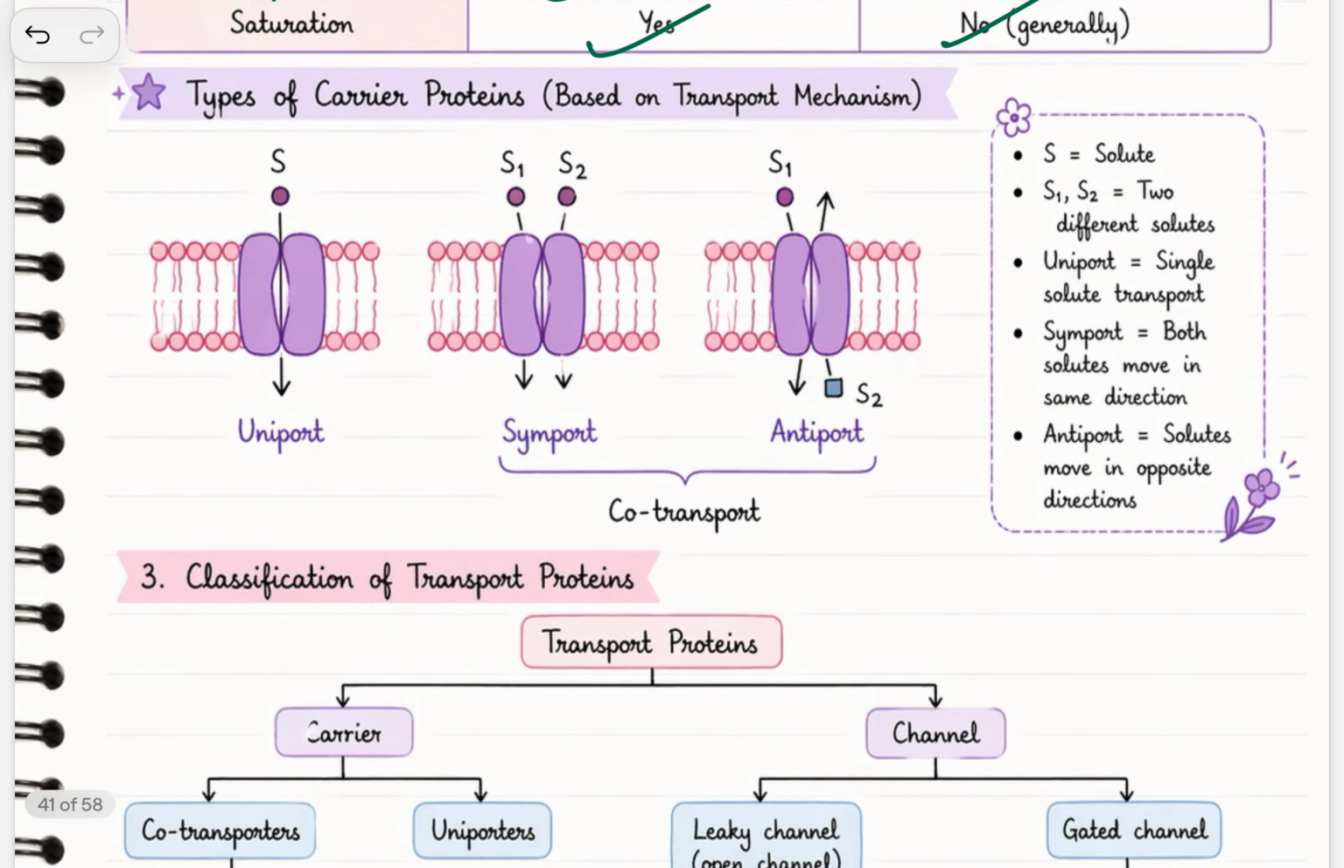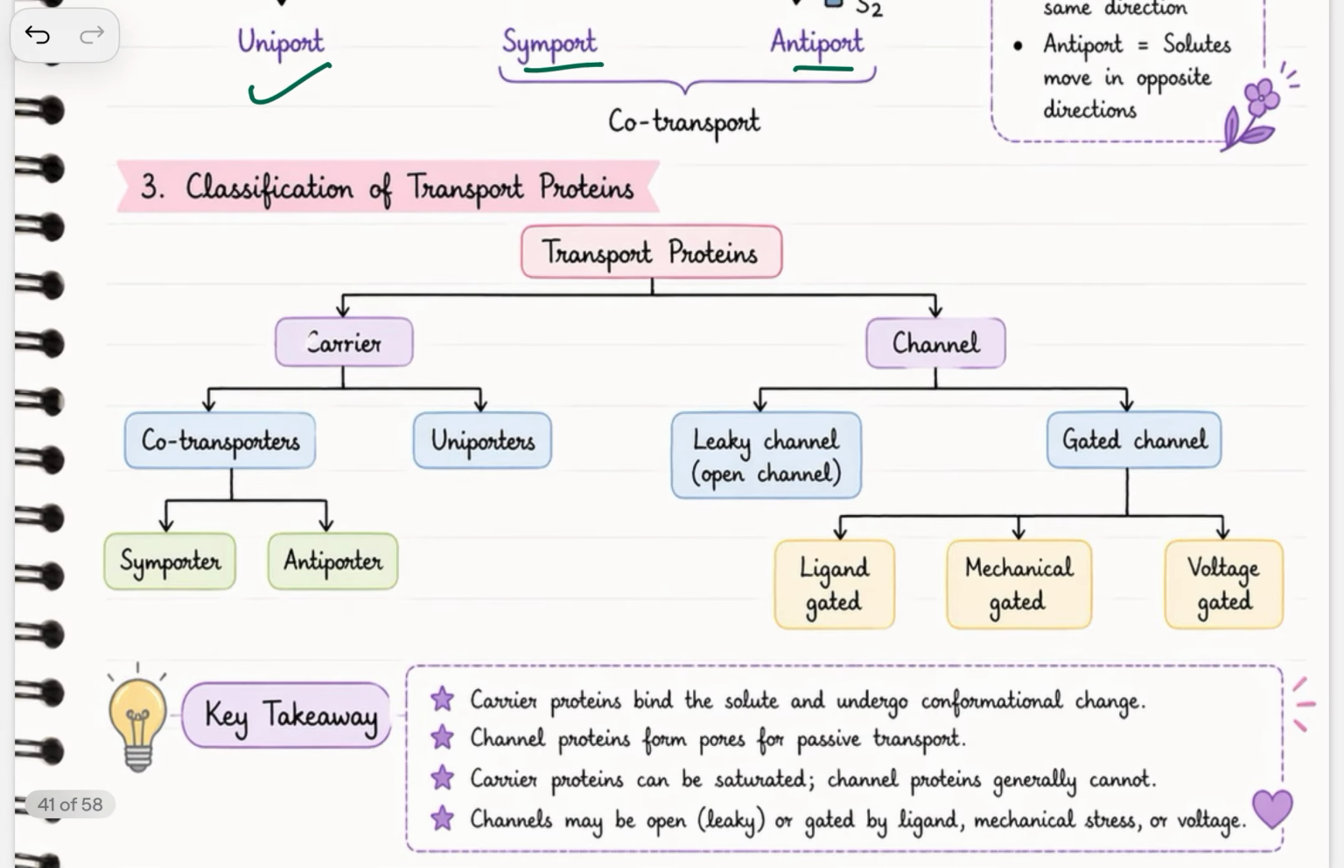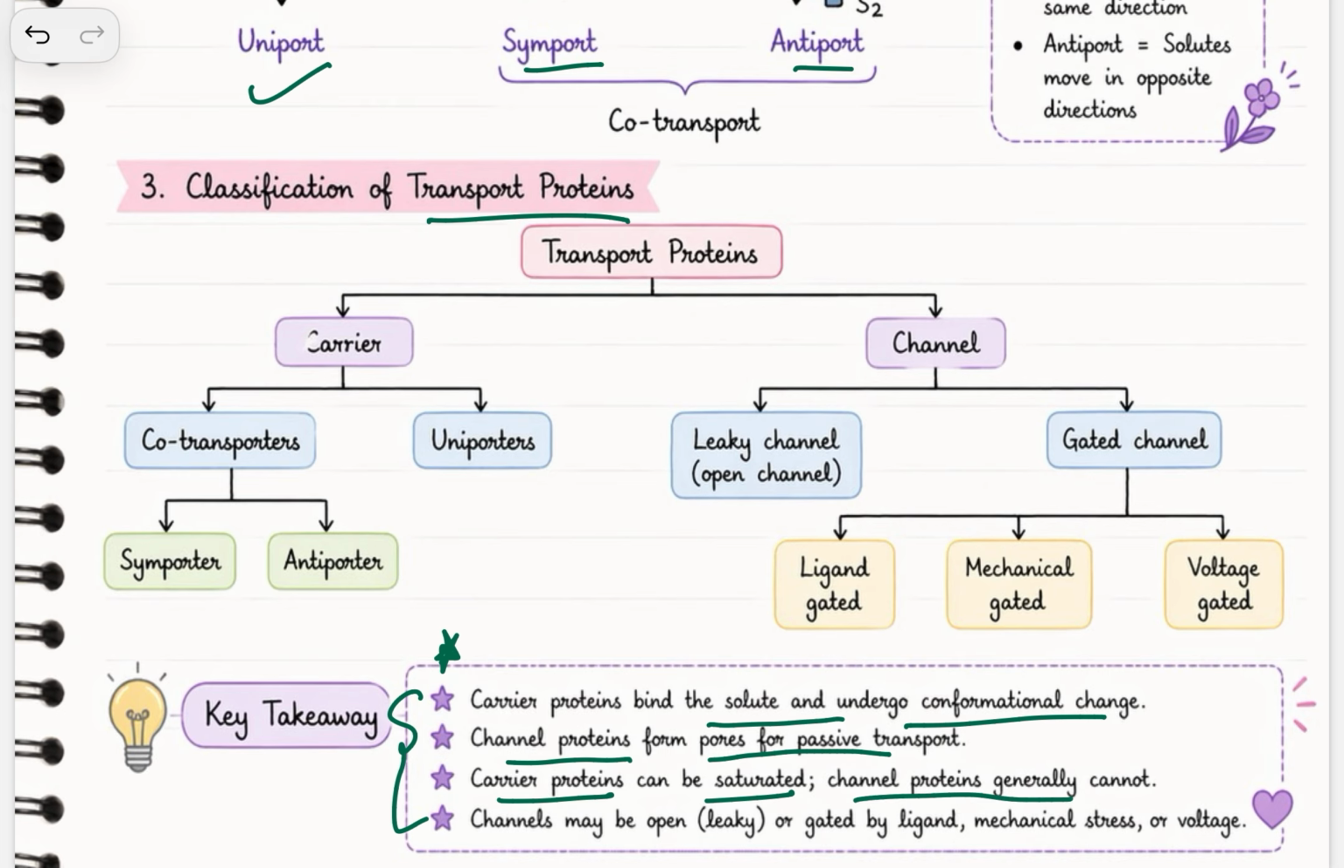So types of carrier protein based on transport mechanism: uniport, which is a single solute, and co-transport, symport or antiport. Over here is a chart representation of transport proteins. Important points to remember: carrier proteins bind the solute and undergo conformational change. Channel proteins form pores for passive transport. Carrier proteins can be saturated, channel proteins generally cannot. Channels may be open, leaky or gated by ligand, mechanical stress or voltage.